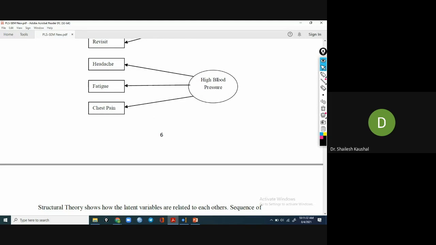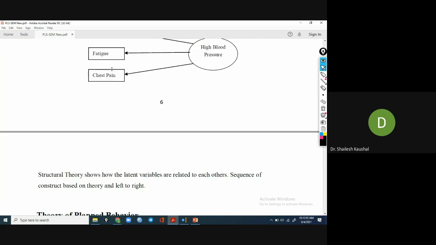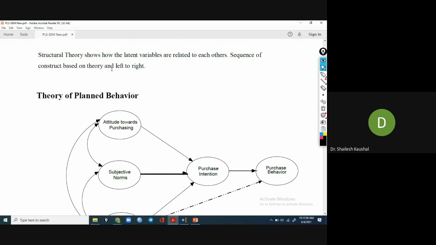Now take high blood pressure: if I have high blood pressure, then what will I feel? Headache, fatigue, chest pain. These are the effects, because high blood pressure causes these three. If blood pressure is normal, then there is no problem of headache, fatigue, chest pain. If blood pressure is high, then I may feel headache, fatigue, and chest pain. So this is the reflective measurement model. Now, structural theory shows how the latent variables are related to each other.